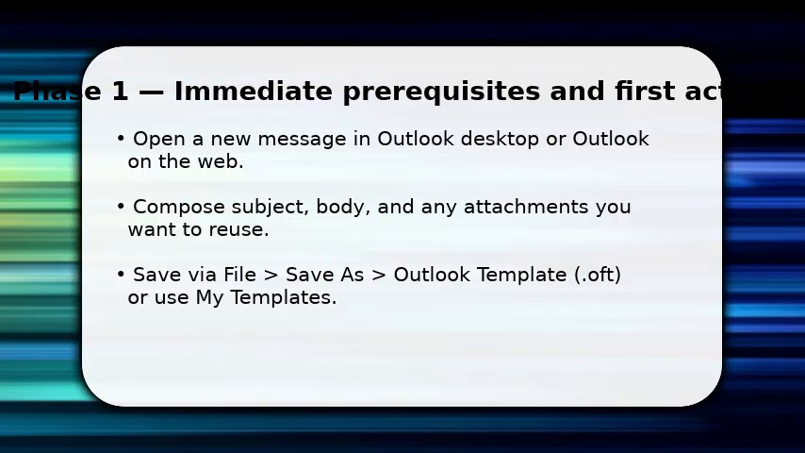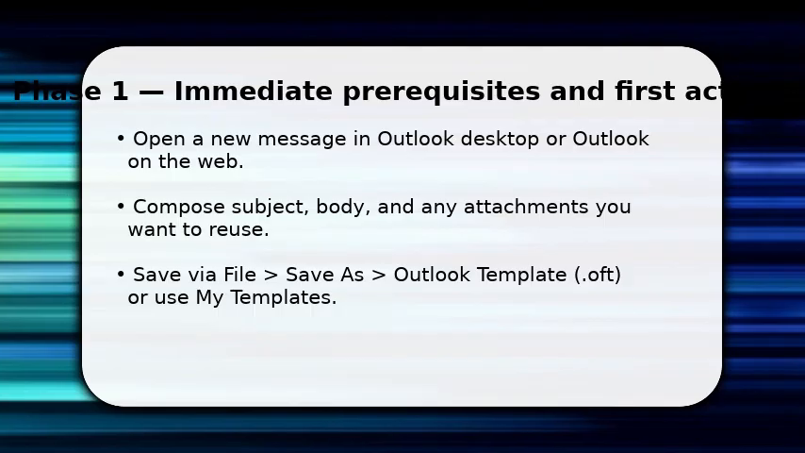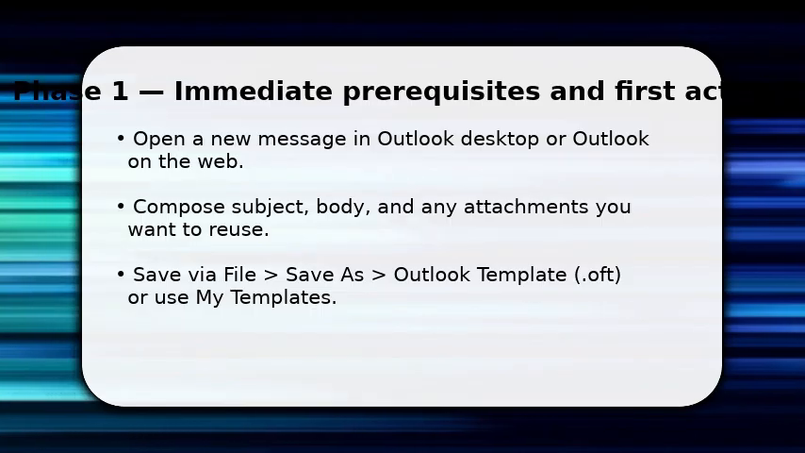You begin by composing the exact message you will reuse, include subject, signature, and attachments. Once composed, choose File, Save As, and pick Outlook Template (.oft) on desktop. In Outlook on the web, open My Templates and click Plus New.